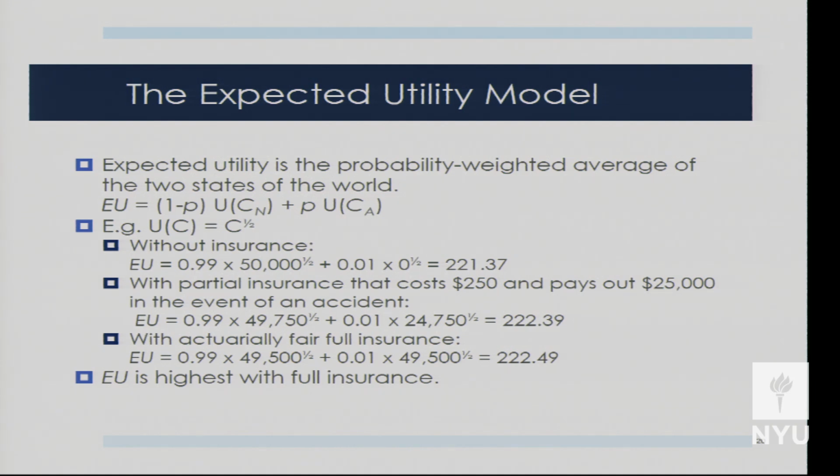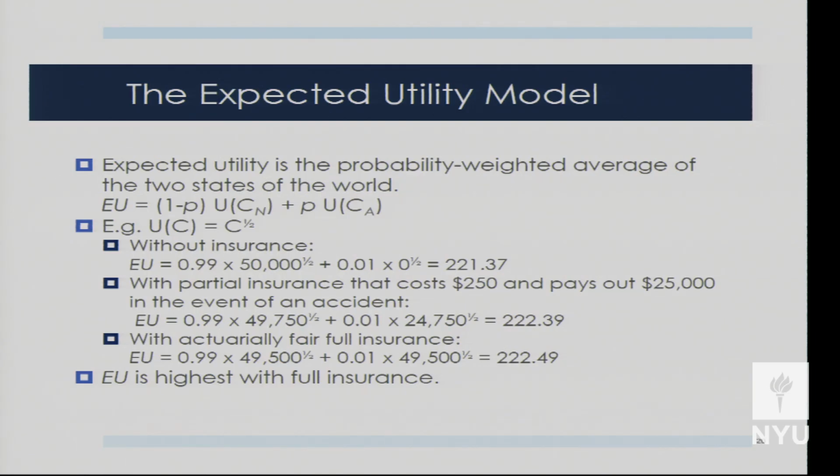Let's first do our expected utility without any insurance, if we face the full risk of the accident. So again, this is the same situation where our consumption in the no accident state is $50,000, but if we have the accident, the full $50,000 is wiped out. With probability 1%, we have a utility of 0 to the 1/2. With probability 99%, we have a utility of $50,000 to the 1/2. In that case, your utility level is 221.37.